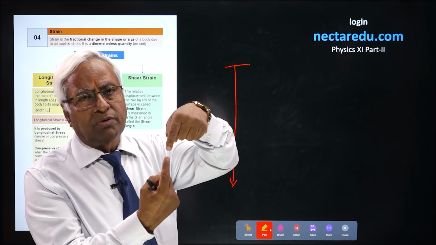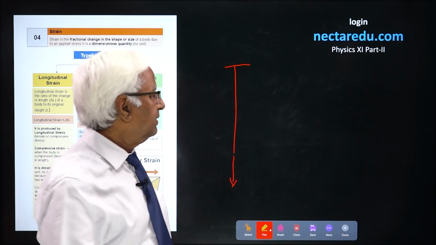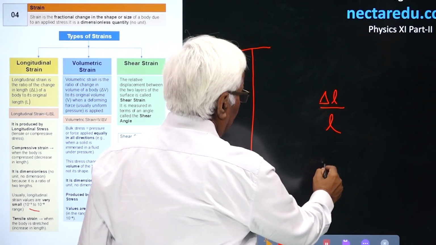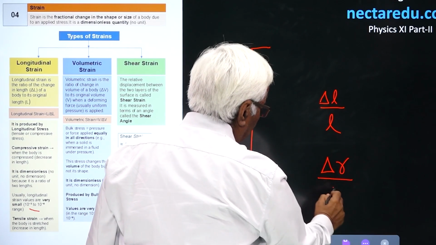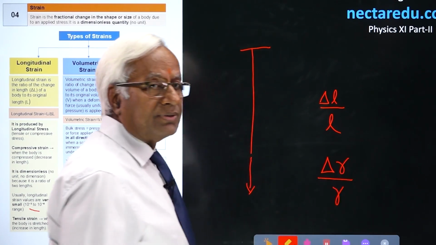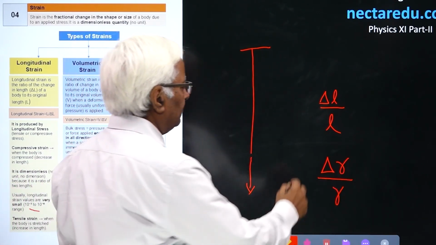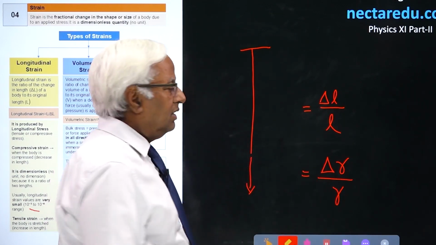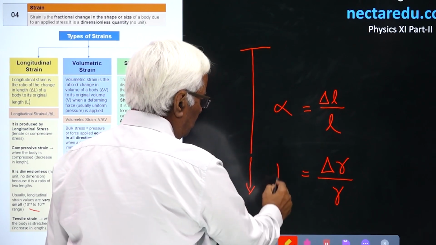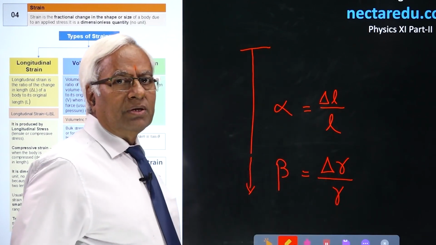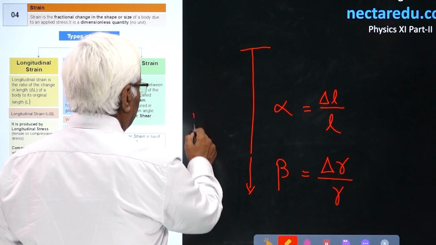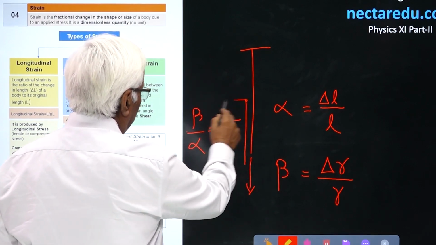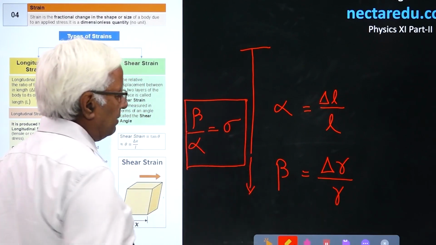The strain corresponding to length would be known as primary strain, that is delta L upon L. And the strain corresponding to the radius will be known as secondary strain. Sometimes these are also called primary and lateral strain. Alpha and beta terms are also used for these. And beta upon alpha is what we call sigma, that is Poisson's ratio. This also you have to remember.